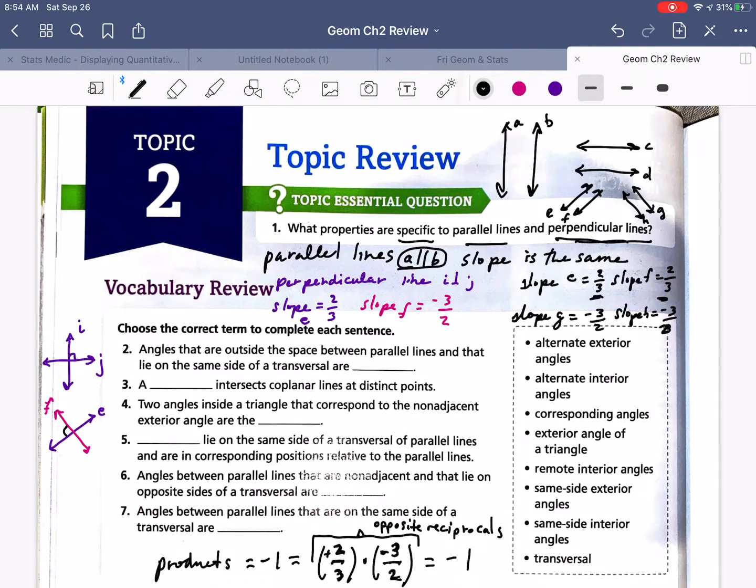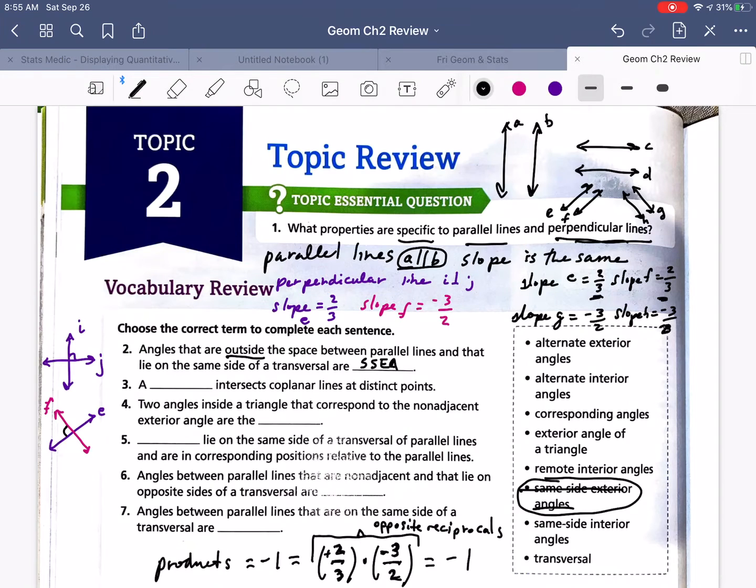Now let's get to our vocab words. It says angles that are outside the space between the parallel lines. So that's making me think of exterior. So I'm considering any of these, right? Angles that are outside the space of the parallel lines that lie on the same side. So I want outside, but then also on the same side. So that would be same side exterior angles. All right, so I used that one.